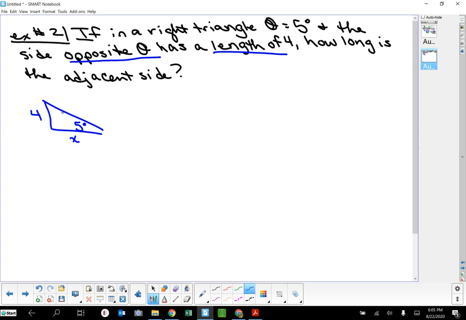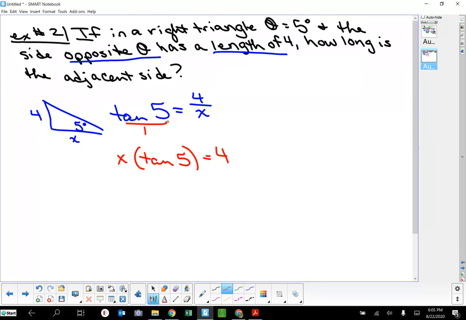Again, we have opposite and adjacent, so we have tangent, angle 5, opposite over adjacent. So I'm going to stick tangent over 1 and cross multiply. So I have x times tangent of 5 is equal to 4 times 1, right? But 4 times 1 is 4. And then I want to get the x by itself. So I'm going to divide both sides here by tangent of 5.